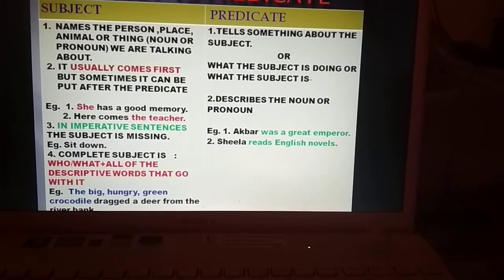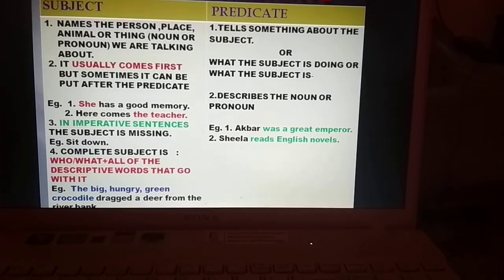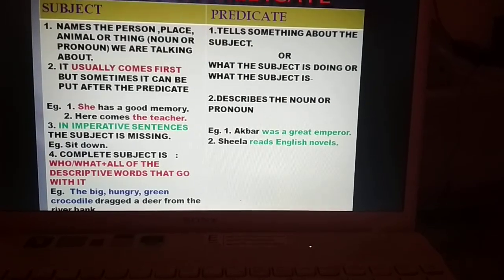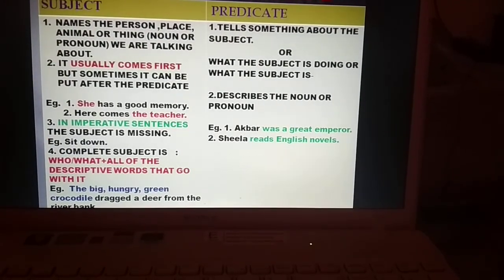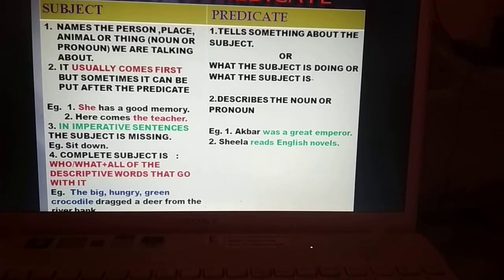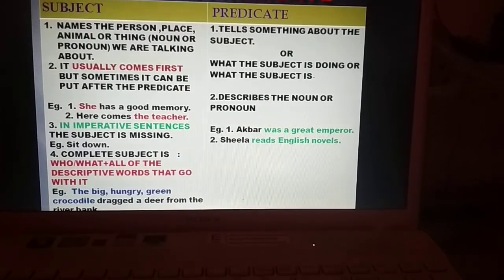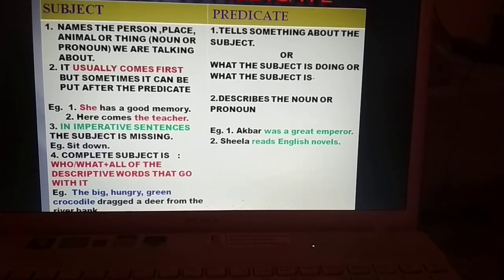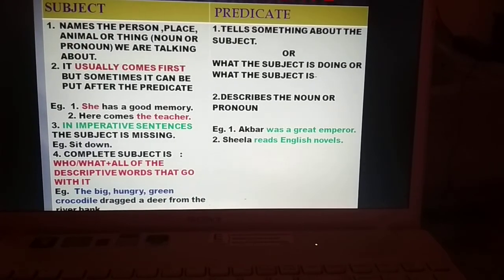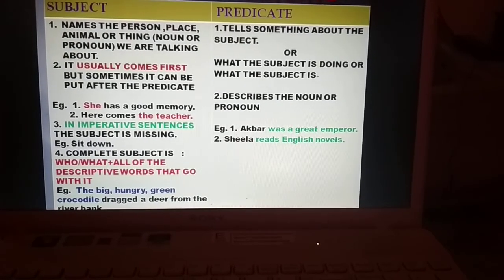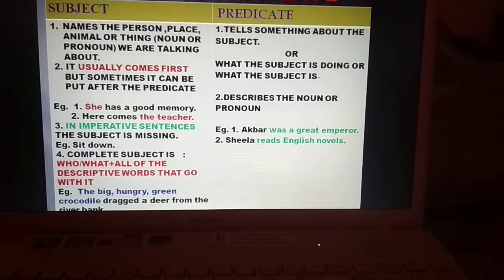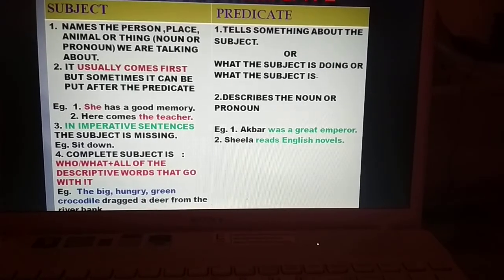Now example, she has a good memory. Now you can see the red word she. Here she is the subject. Here comes the teacher. Now in this particular example, the subject is used after the predicate. The teacher, this is our subject.